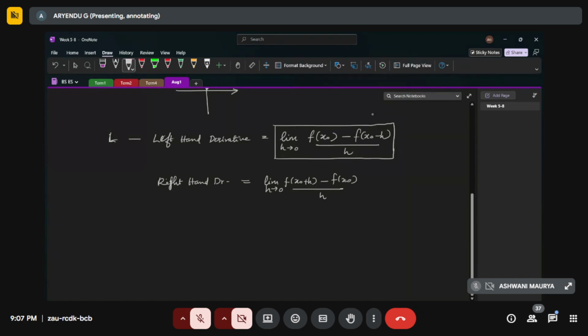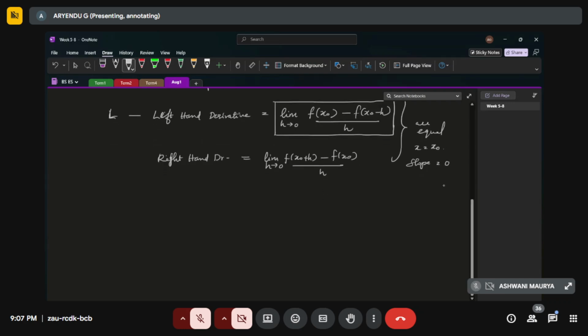So if these two are equal, we can say that the derivative exists for the function at x equal to x naught, and the function is differentiable at that point. When we say that the derivative exists, we can say that a slope exists.